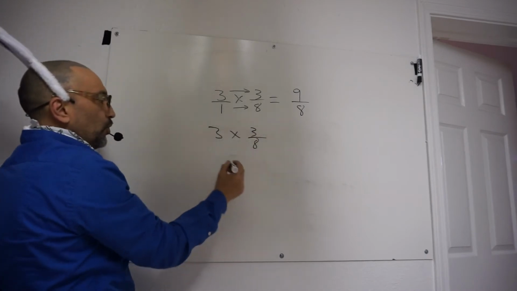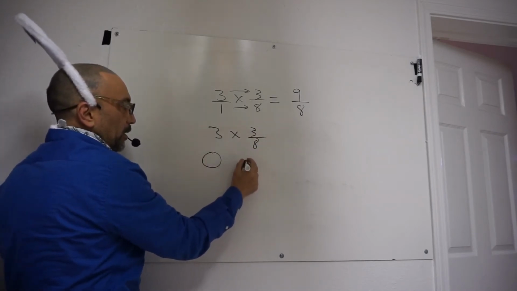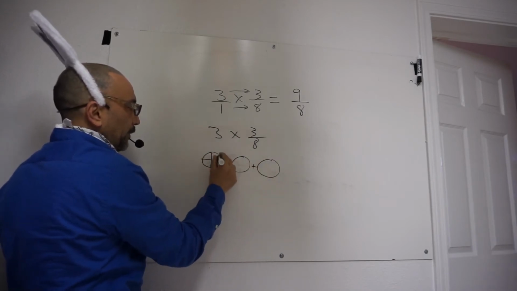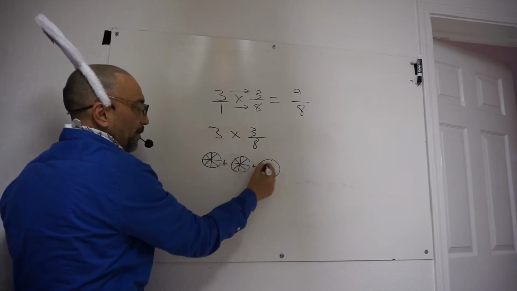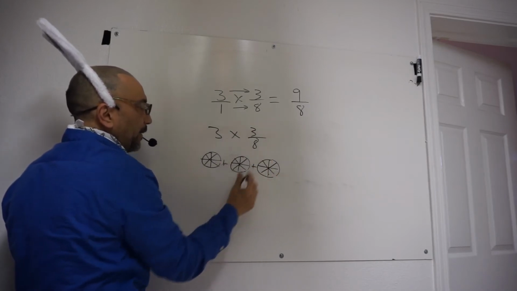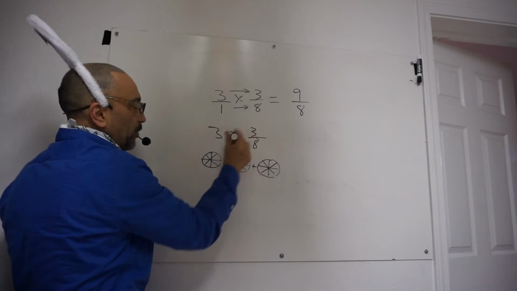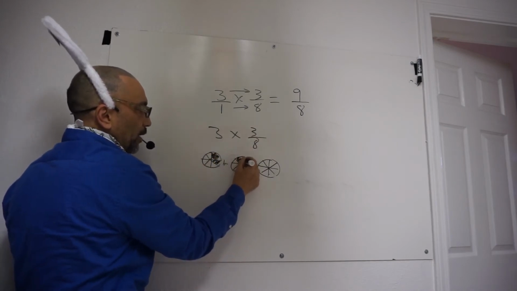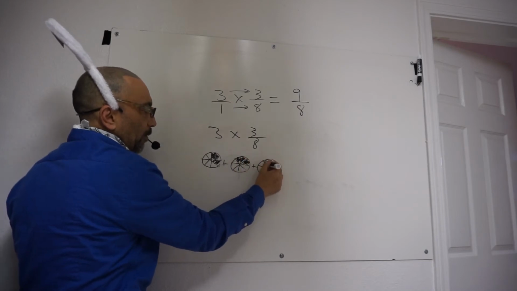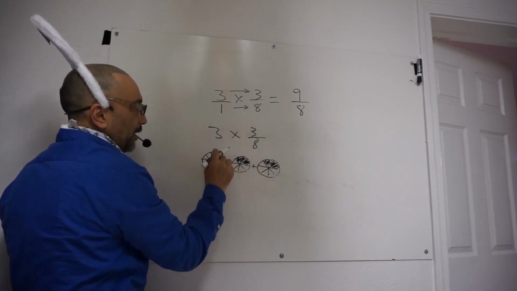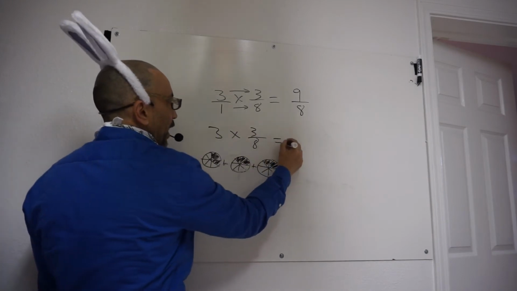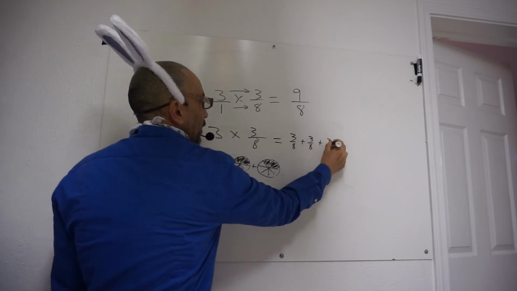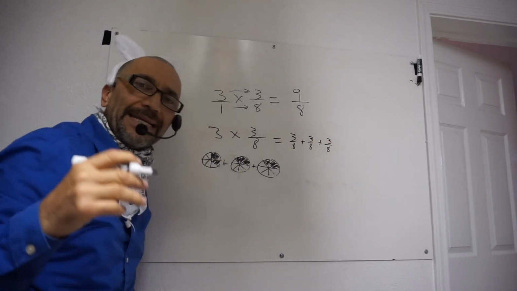Now, how that would look, let me go back to 3 times 3/8, right? So that is 1, 2, 3 pizzas. We cut them in 8 parts. That's why our denominator is there. And we fill each one with 3/8. That's 3 plus 3 plus 3. In other words, you're saying 3/8 plus 3/8 plus 3/8, because multiplication is repeated addition.